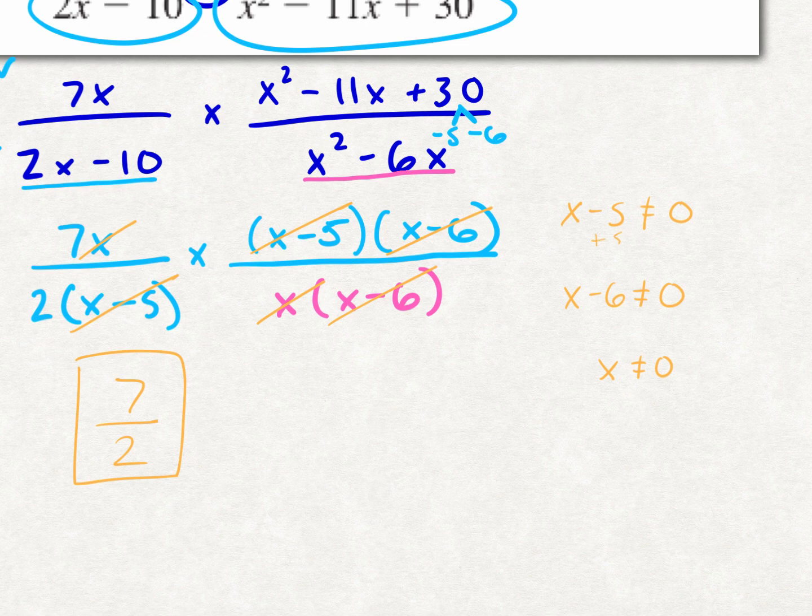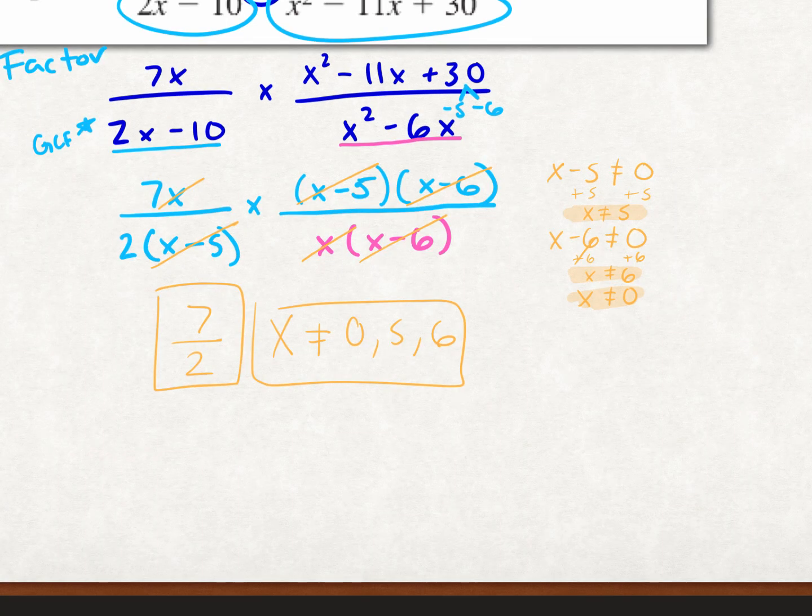So then we just solve each one. I would add 5 to both sides. So x does not equal 5. We add 6 to both sides, bless you. So x does not equal 6, and x does not equal 0. So I have to say these three things here. X does not equal 5, does not equal 6, and does not equal 0, which you can say all at once. X does not equal 0, 5, and 6. So this is also part of the answer.